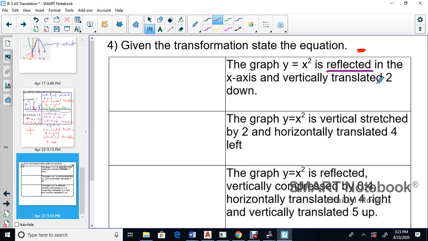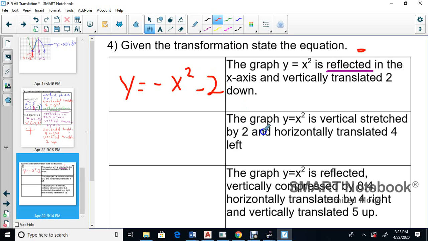So these become a little harder, but it's reflected, so you know it's going to start with a negative. Now, nothing else happens, so there's no other number. Now it goes 2 down. So you can put x squared here, and it just goes 2 down, so you put -2. Nothing else happens horizontally or anything else. That's it for that one.